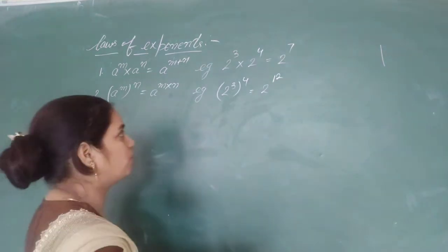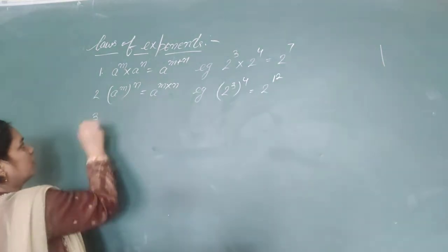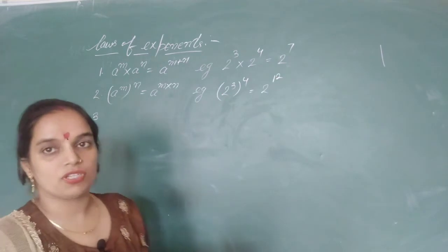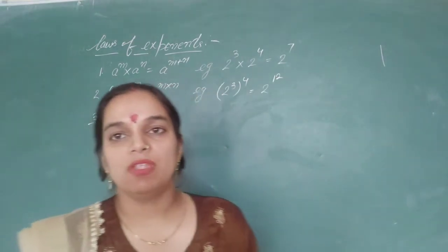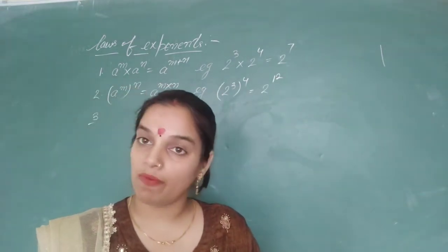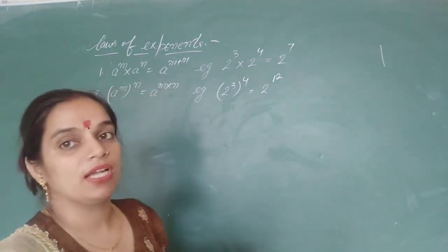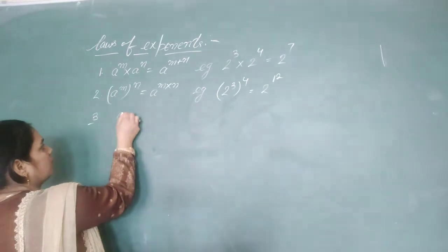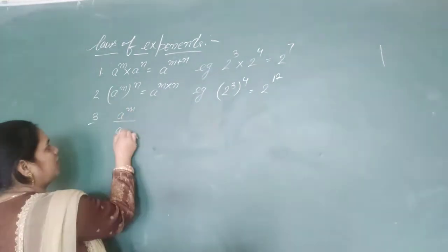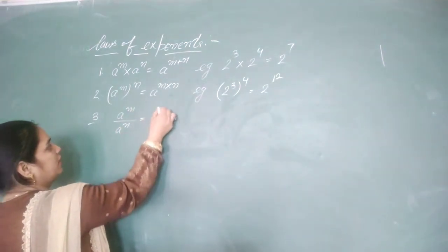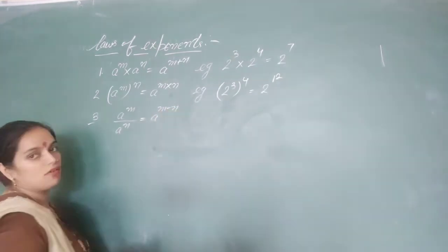And it will be 12. Now, in the third law, if we have base same, power different, but both the terms are in division, then we will subtract the powers. A raised to the power m divided by a raised to the power n, then we will subtract the powers.